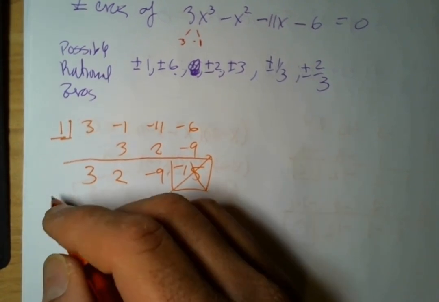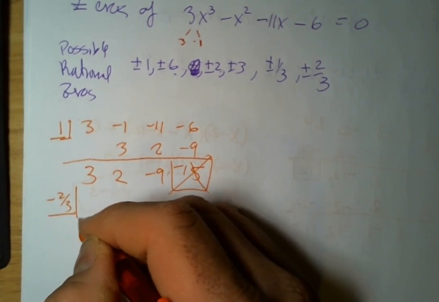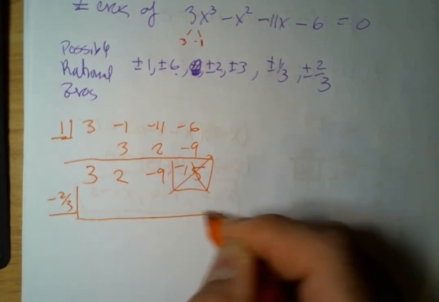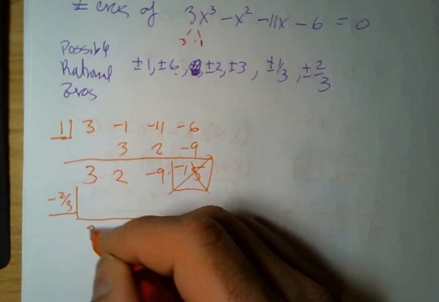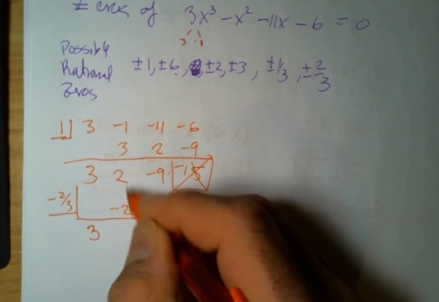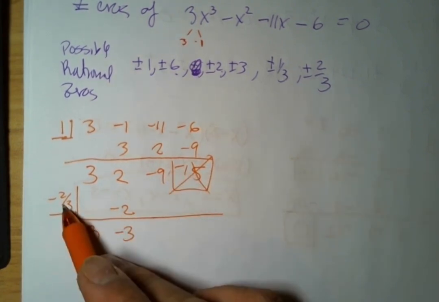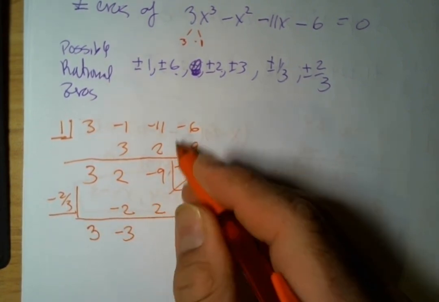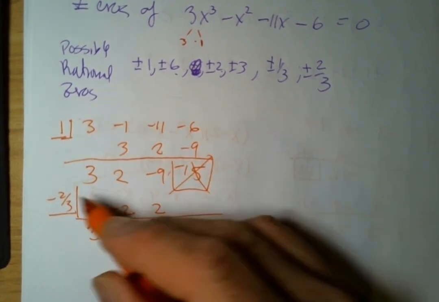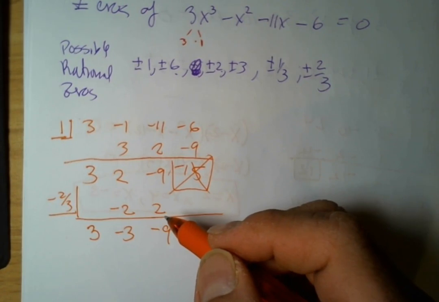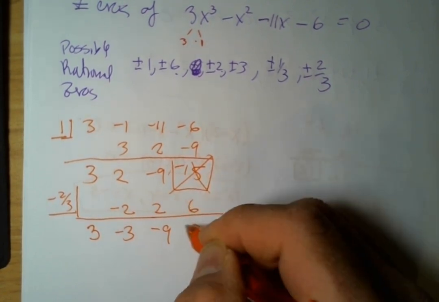Okay, let's try negative 2/3. Bring this down, we'll have 3. Multiply here, we'll have negative 2. Add these together, we get negative 3. Multiply here, we get positive 2, and this becomes negative 9. Multiply these together, we get positive 6. And then we get 0.